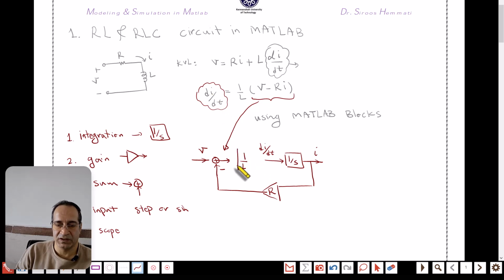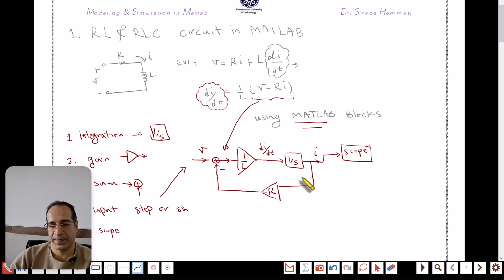This is a gain block, and this is the block diagram in MATLAB for this RL circuit. As you see, we have the input here. This input goes here. I used sum, gain, and integration, and then you can use, for example, a scope to see the response of this circuit.